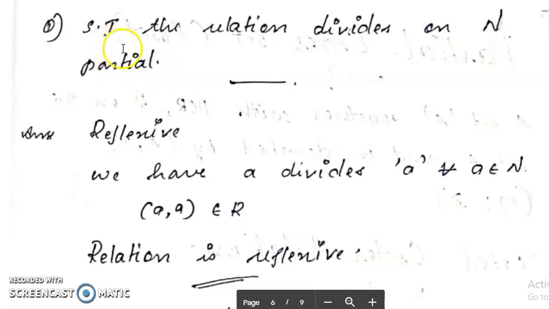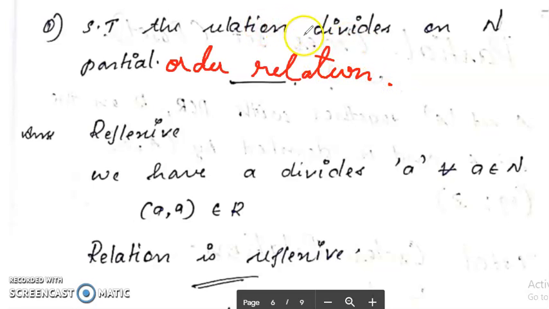Okay, next question. Show that the relation divides on capital N is a partial order relation. Okay, we'll prove this is a partial order relation. So, what about the relation divides on N? N is the set of all natural numbers, divides on N.